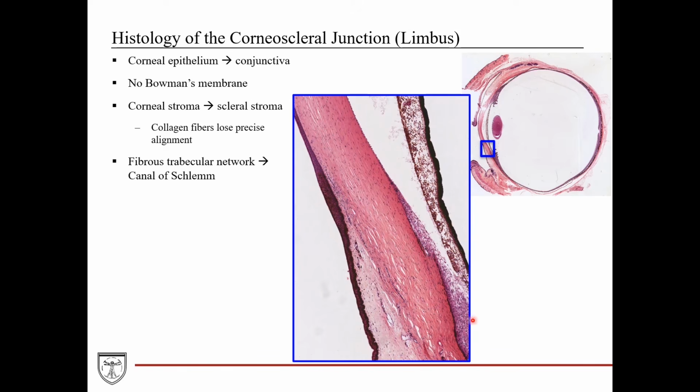An important feature about the corneoscleral junction is right here. So deep to the scleral stroma, we have a lot of these trabecular networks, which is lined by endothelium. And this is where we'll find the canal of Schlemm. So a lot of these endothelial lined spaces will coalesce and become the canal of Schlemm, which drains the aqueous humor, which is constantly being produced by a specialized structure we'll look at in the later section.